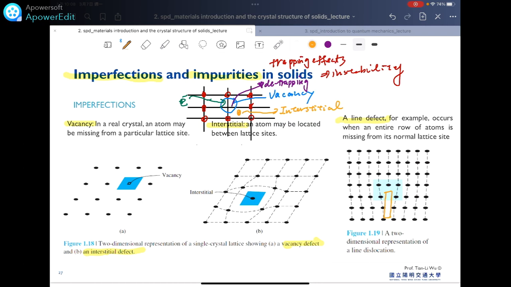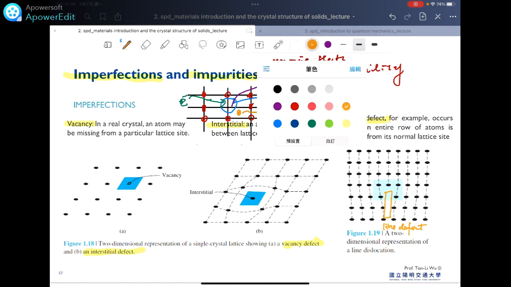So this is how we call this a line defect. And this often happens in the case where we have a heterostructure. A heterostructure, or hetero-semiconductor, means that we have two different semiconductor materials, and by using a certain methodology, we put one semiconductor on top of another. So in this case, it's very similar.